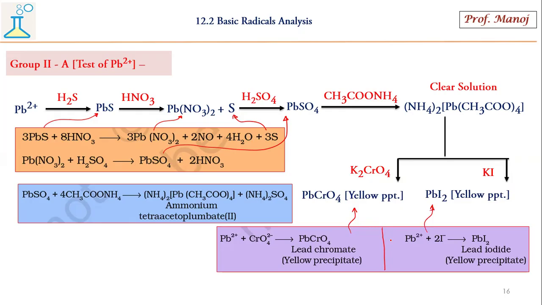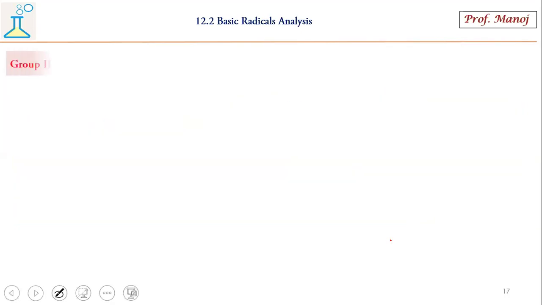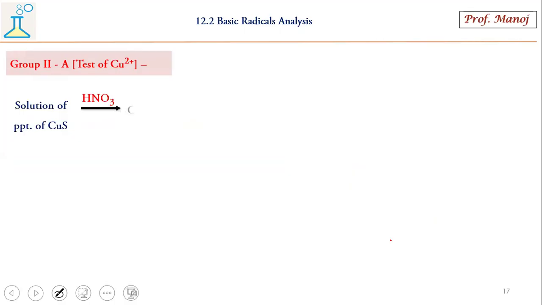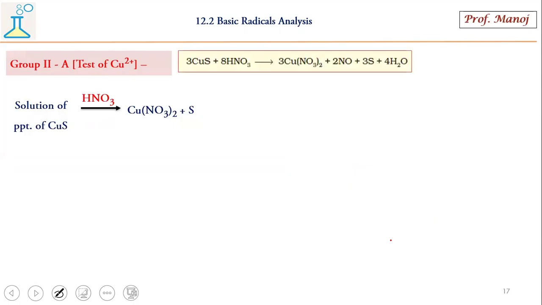Under group number 2A, you have another radical and that is copper. This is the most dangerous test set, watch carefully. Copper sulfide is taken and treated with HNO3, where copper is converted into copper nitrate. You have to keep tracing the copper, where the copper is going: copper nitrate. The byproduct sulfur decides the next reaction. So this is the chemical reaction, look above, sulfur is produced.